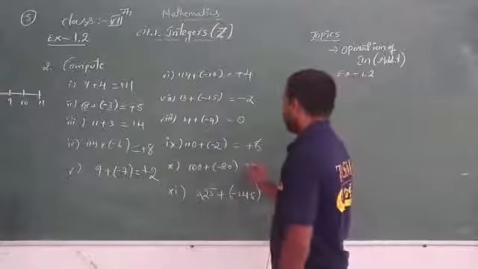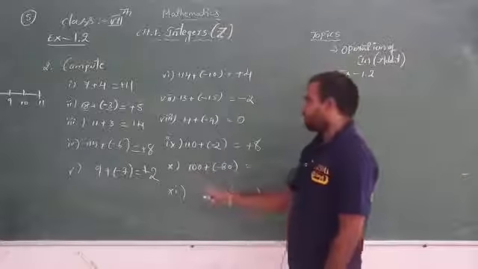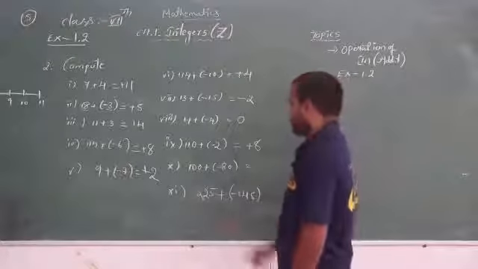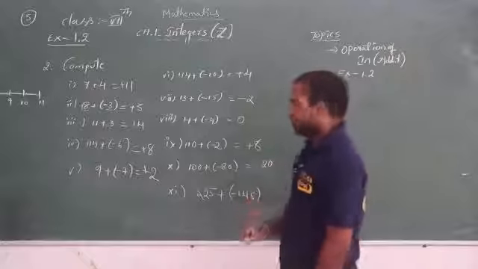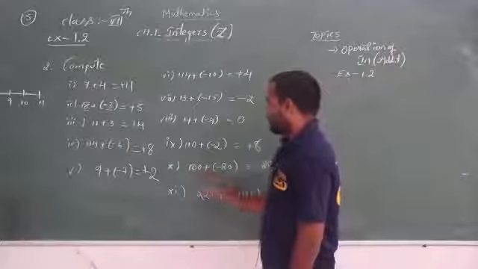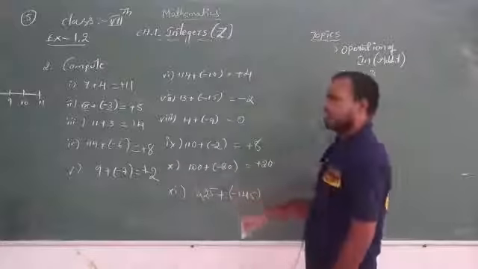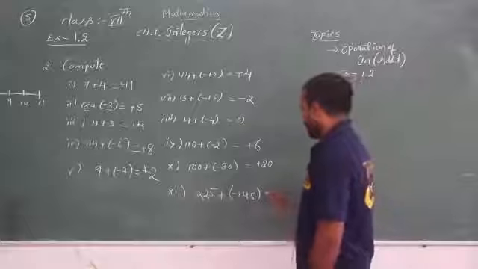What about the next one? So 100 plus minus 80. So one number is positive, one number is negative. Then what do we have to do? We have to subtract. So 100 minus 80, it is nothing but how much? 20. And which number is greater here? 100 is greater. And which sign will it have? Plus. So it means our answer is plus 20.